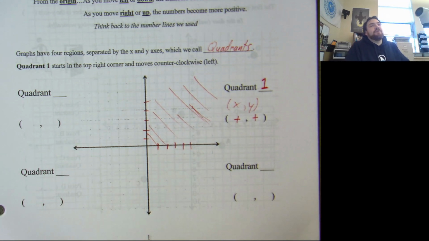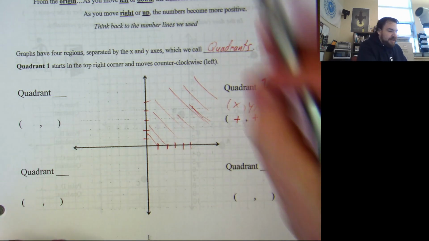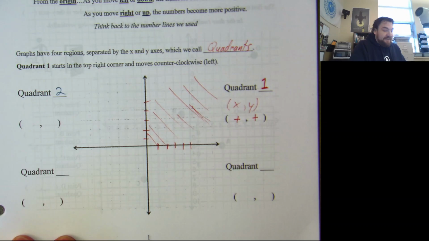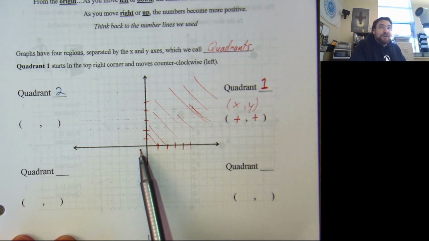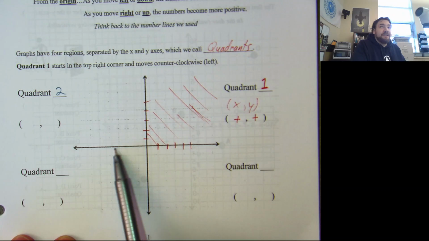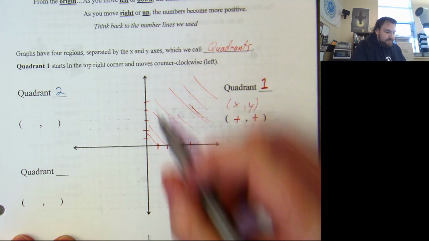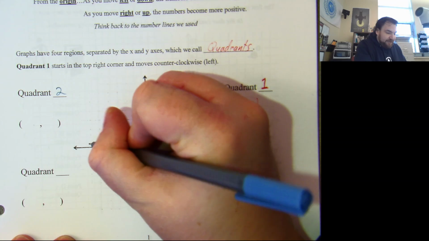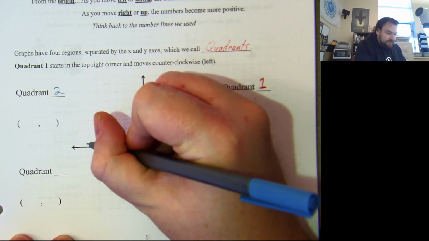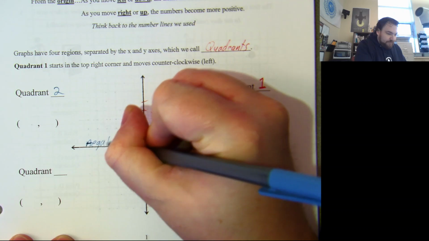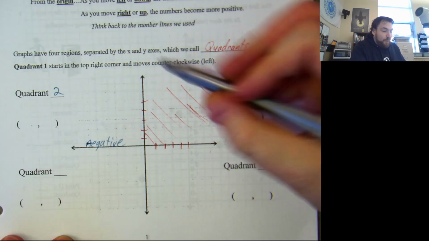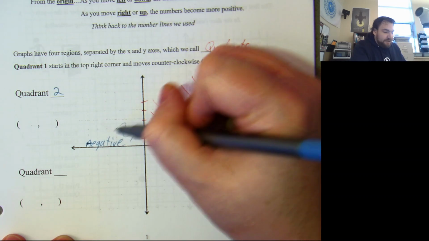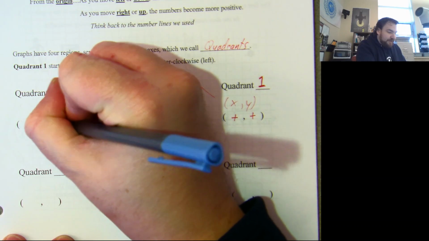And we label them counterclockwise because why not just make this super confusing? So quadrant 1 is the top right, quadrant 2 is top left. Over here, X is negative. These are all negative values here. The Y is still positive. So in this whole zone, you're going to have X's that are negative, Y's that are positive.